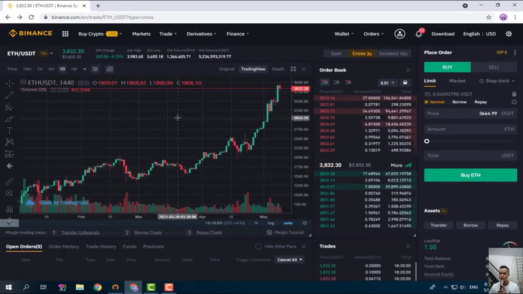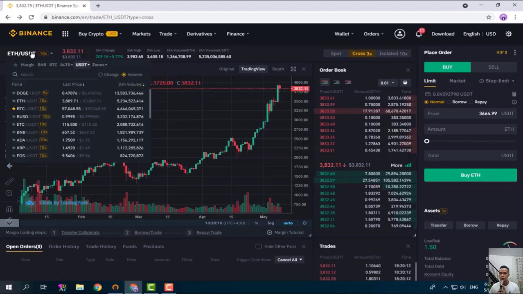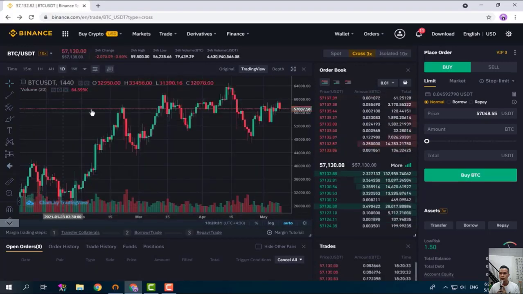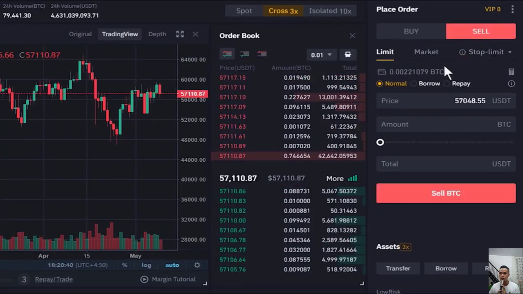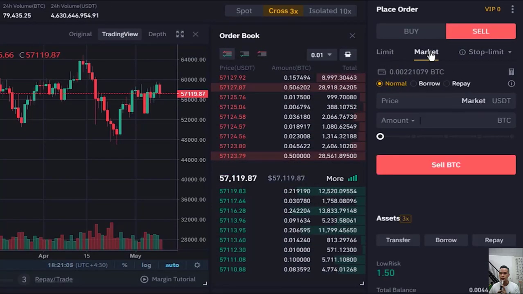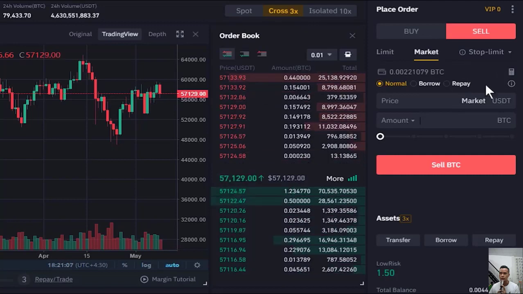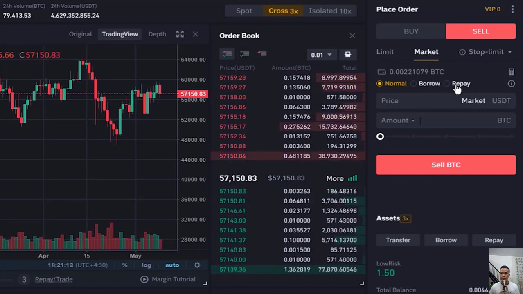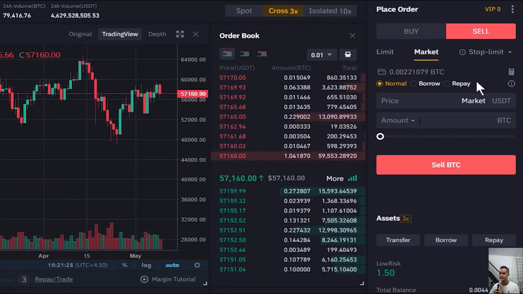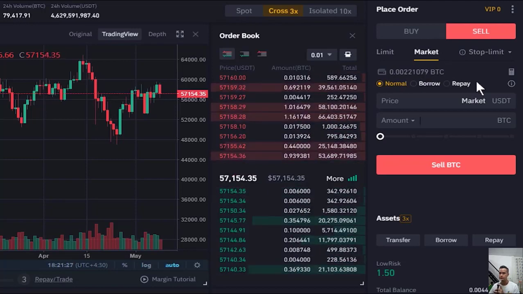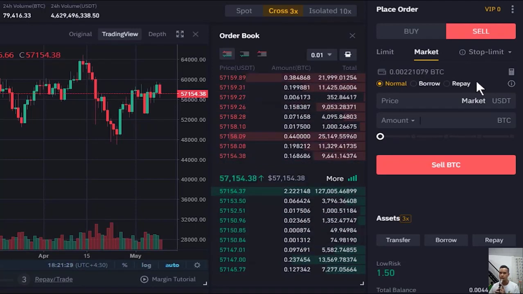Alright, now consider that the price advanced and reached the point that we expected, and we want to sell our coins and repay our debts. First, let's select BTC, USDT, here it is. We go to the Sell tab and we want to sell our BTC with a market order. Pay attention that one way is to select the repay option here. So after selling the BTC, the resulting USDT will be used automatically to repay the debt if it's enough.